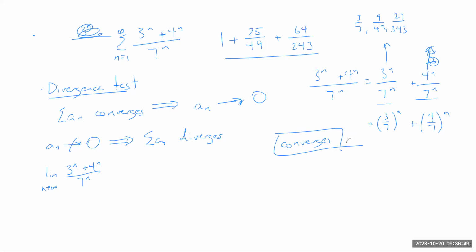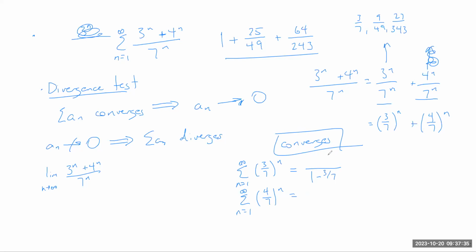Can we find the sum? Like, can we find the thing the series converges to? If we can find the sum of both of these one at a time, then we can add those together. How do I find the sum of this top series, 3/7 to the n? Yeah, so what's the ratio?